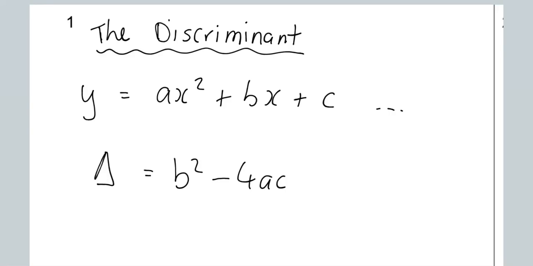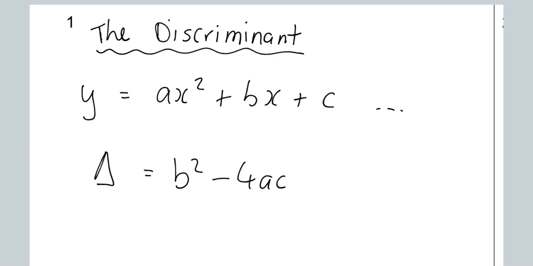Hi, in this video we're going to have a look at the discriminant, and it's going to be the first of a series of videos. This one will just introduce the discriminant, what it means and what its impact is, and then in subsequent videos I'll go through one example at a time over the more common sorts of problems.